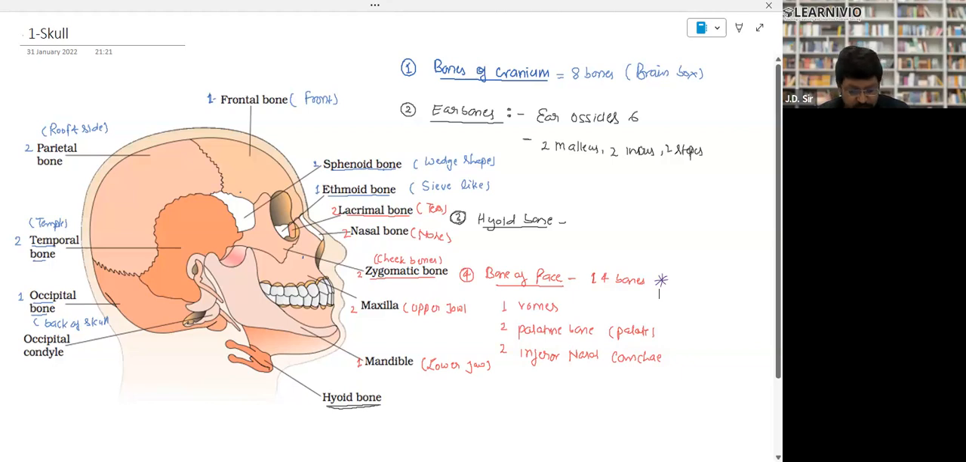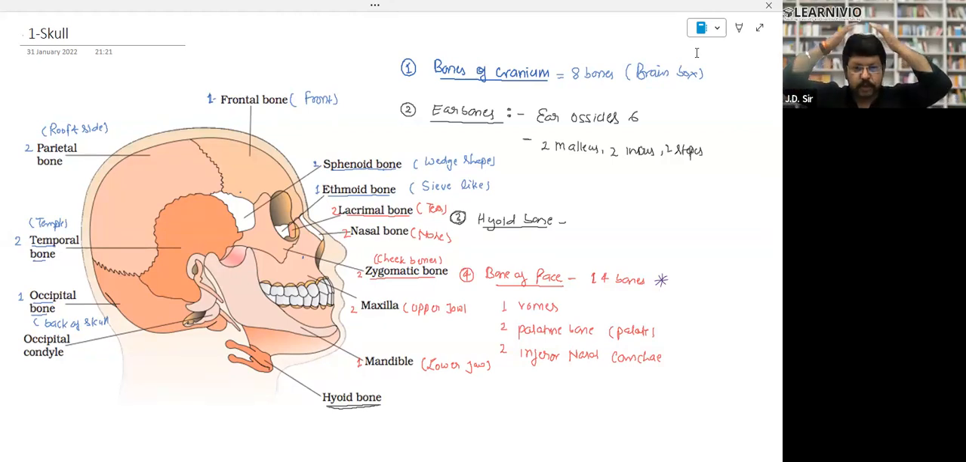Everything which is required, look, first I will make you understand. We have divided our skull into basically three parts. So, bones of the cranium. What is the cranium? The cranium is known as the brain box. The brain is placed inside this box. So this box, the brain box, is called the cranium. The cranium is made up of 8 bones.